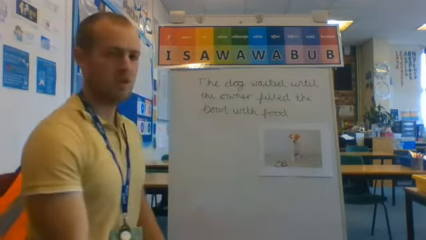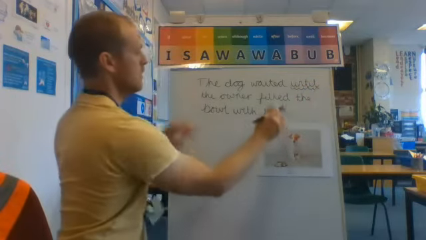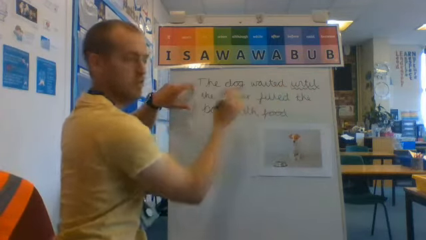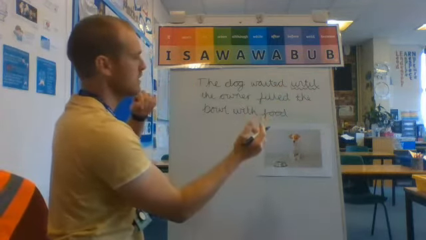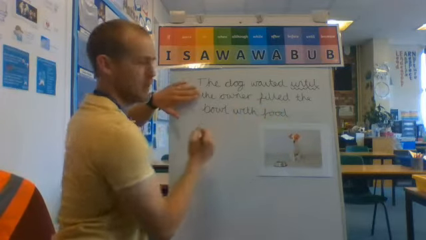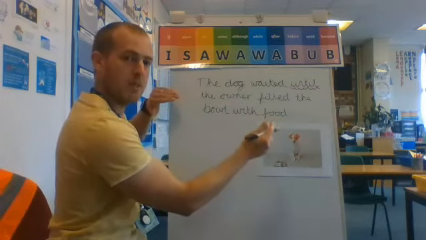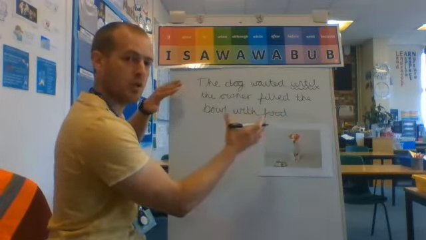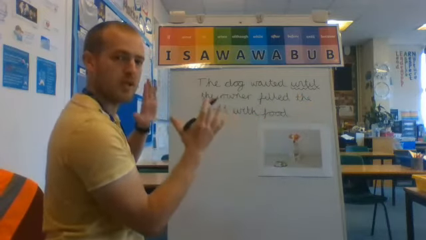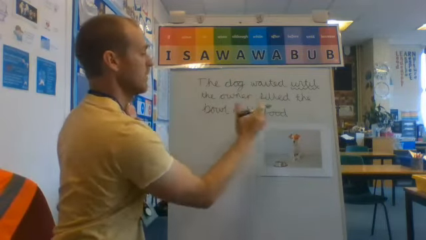Okay, so until is the conjunction I decided to use. The dog waited is a clause on its own. I could put a full stop at the end to make a sentence, so a clause is a sentence. The owner filled the bowl with food. If I was to put a capital letter here and a full stop there, again that would be independent. That would be a sentence, a clause on its own. Our conjunctions join two main clauses together. The dog waited until the owner filled the bowl with food.